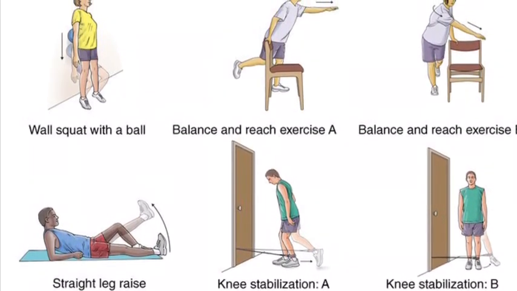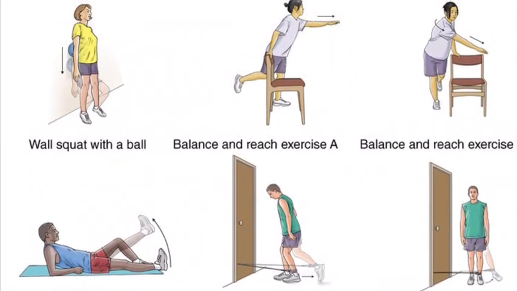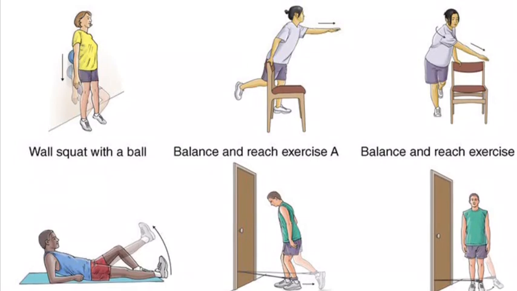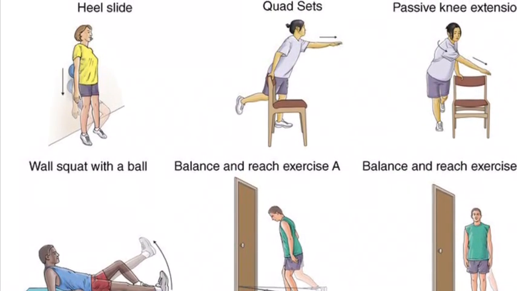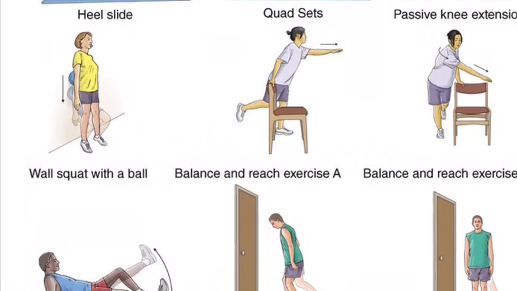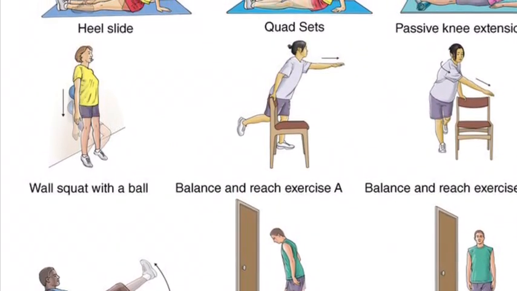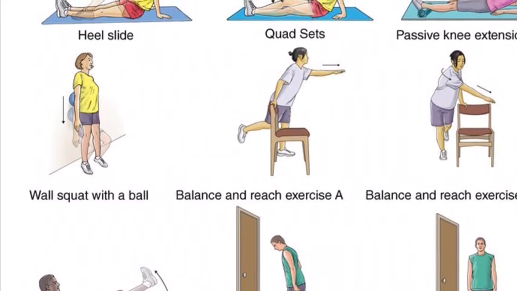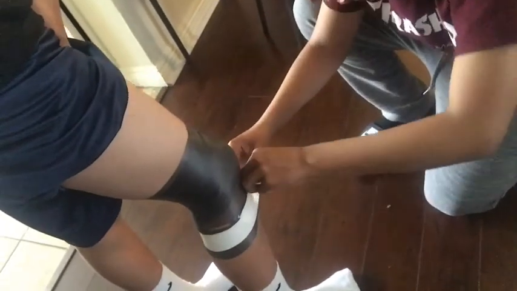Some other examples can be quad sets, heel slides, or knee stabilizations. The reason to do these exercises is to help the athlete recover from their injury and help them recover mentally. One way can be by setting goals, which can be very important for an athlete. I would have shown how to do some of these rehabs, but sadly my patient had to go.